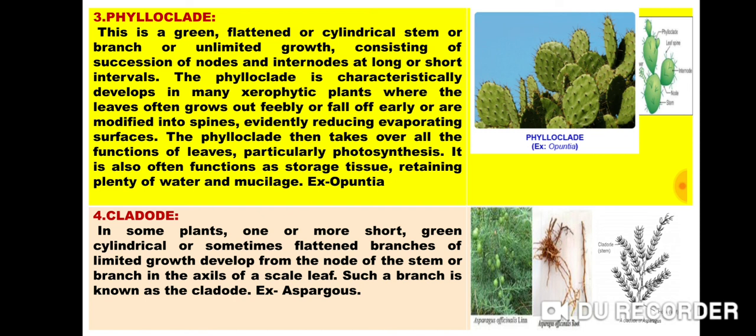Then cladode. In some plants, one or more short green cylindrical or sometimes flattened branches of limited growth develop from the node of the stem or branch in the axils of a scale leaf. Such a branch is known as the cladode. The example is asparagus.